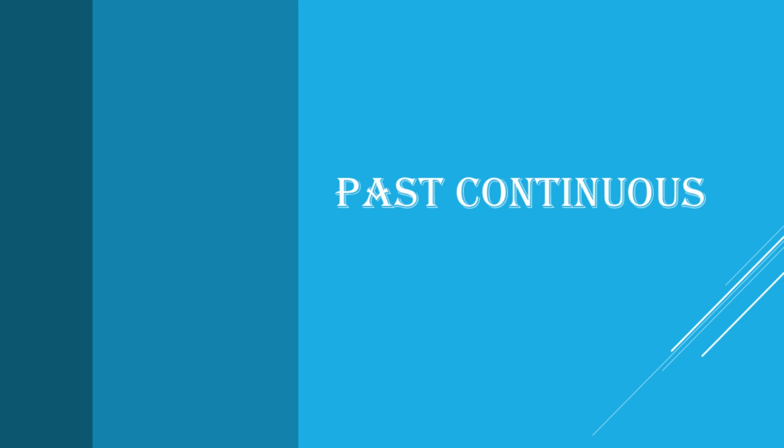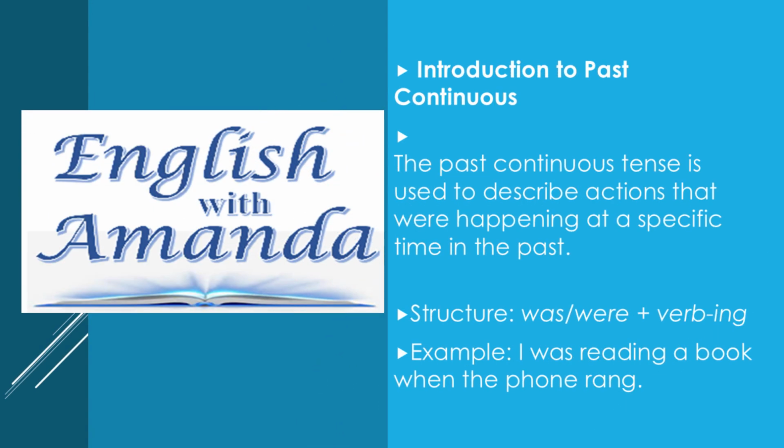Let's learn about the past continuous tense. Introduction to the past continuous. The past continuous tense is used to describe actions that were happening at a specific time in the past. Structure: was plus verb plus ing. Example: I was reading a book when the phone rang.